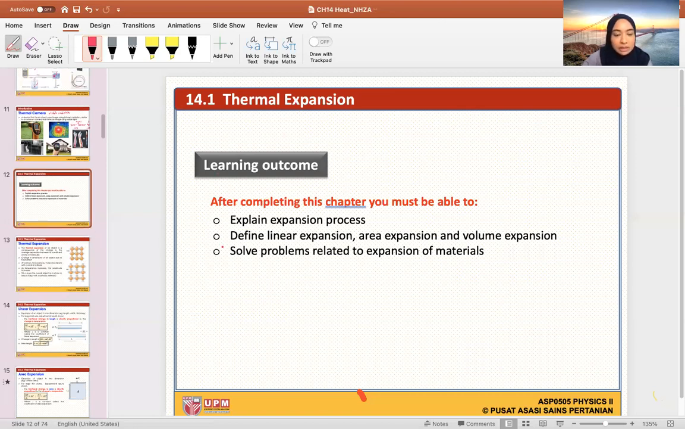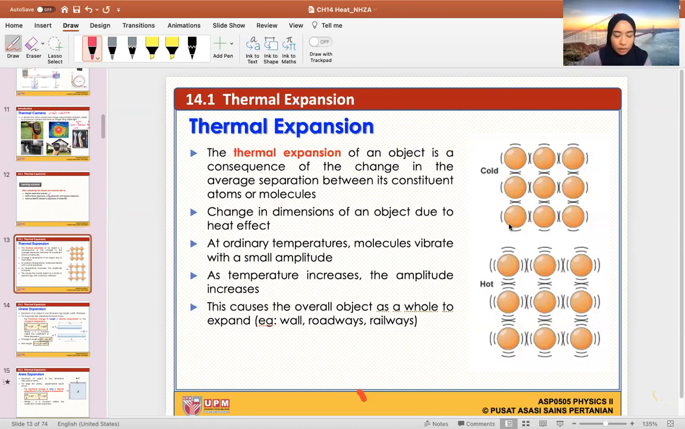So moving on, thermal expansion. After completing this chapter, you should be able to explain the expansion process, define linear, area, and volume expansion, and solve problems related to expansion of materials. What is thermal expansion? Thermal expansion of an object is the consequence of a change in average separation, and so on. I don't like to read those things.